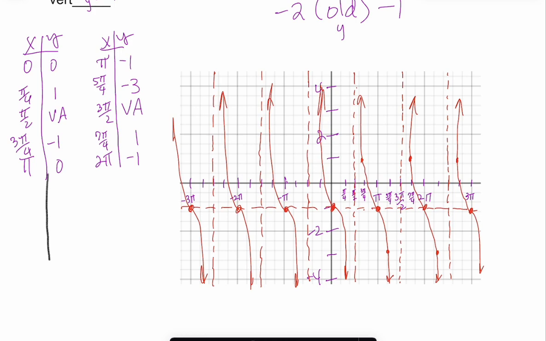If we did it again, if we kept going, that's 5 pi over 4. And then 3 pi over 2. And then 7 pi over 4. And then 2 pi. That might help because then you'll get an extension. This one is 1, vertical asymptote, -1, 0. You really want to find the vertical asymptotes. That's the tangent. It's funky. I don't know what else to tell you.